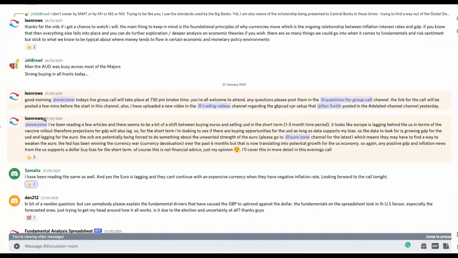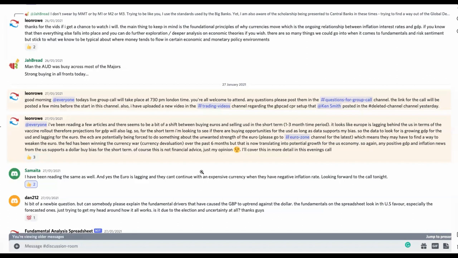I said, hi, everyone. On the 27th of January, 2021, I've been reading a few articles, and there seems to be a bit of a shift between buying euros and selling the dollar in the short term. It looks like Europe is lagging behind the US in terms of the vaccine rollout. Right. The vaccine rollout, if you understand, it was a GDP play, right? So GDP was directly correlated to the amount of people that were getting vaccinated, right?